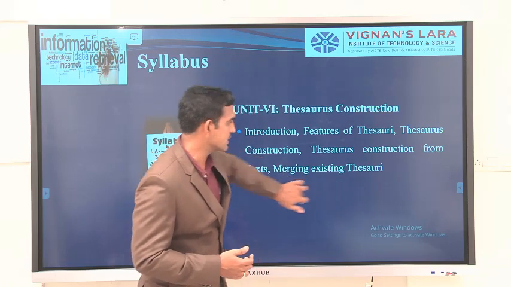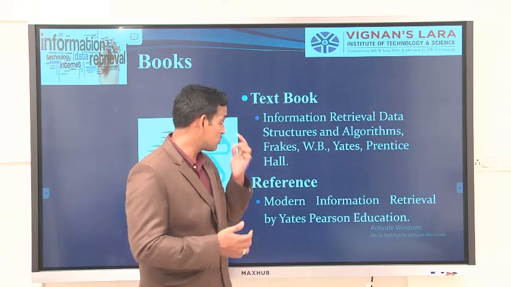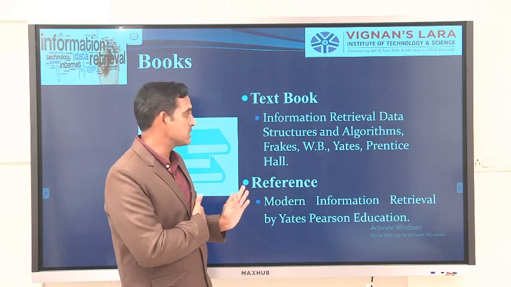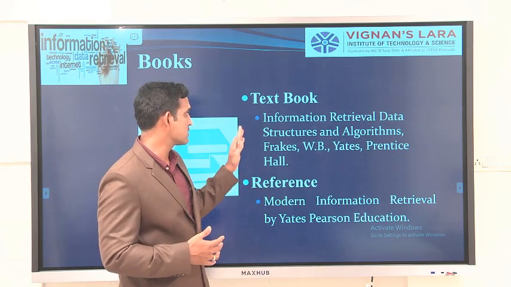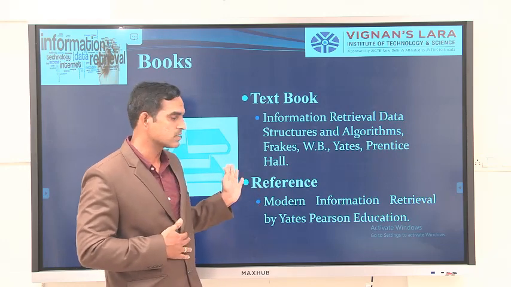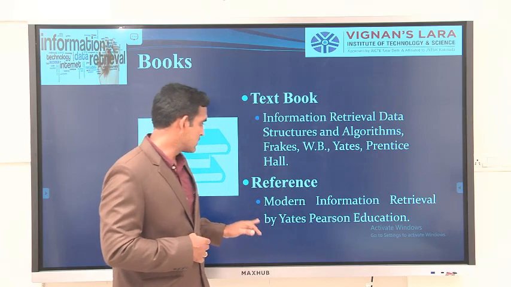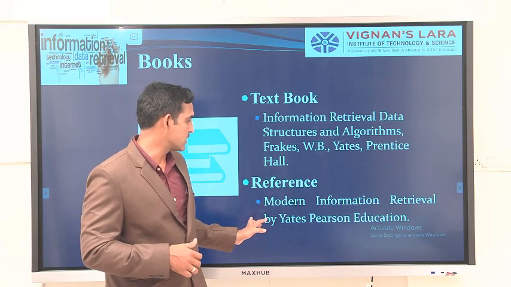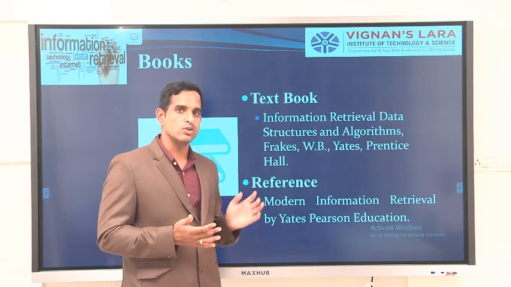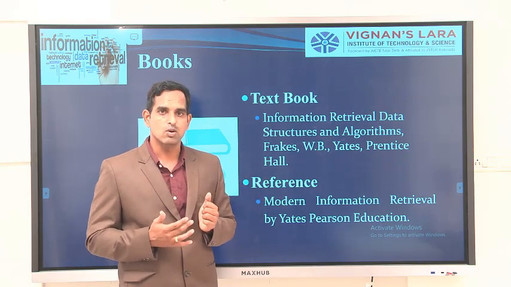Next, coming to the introduction part. Before that, we'll give you the reference and the textbook for this subject. You can refer to the textbook Information Retrieval: Data Structures and Algorithms by Frakes and Baeza-Yates. The reference will be Modern Information Retrieval by Baeza-Yates. Both these books will be useful for you to go through this course.